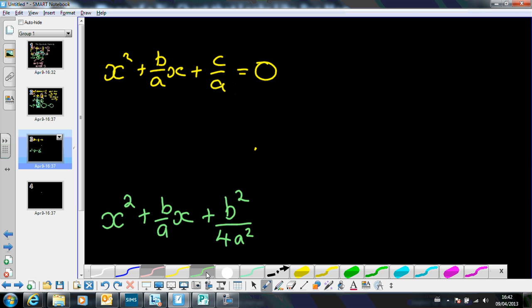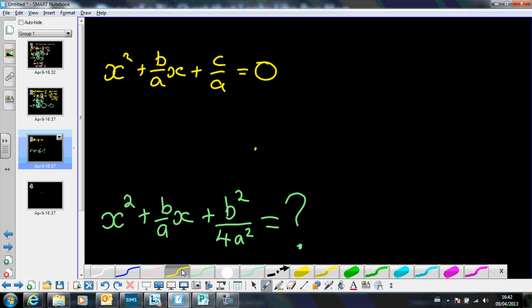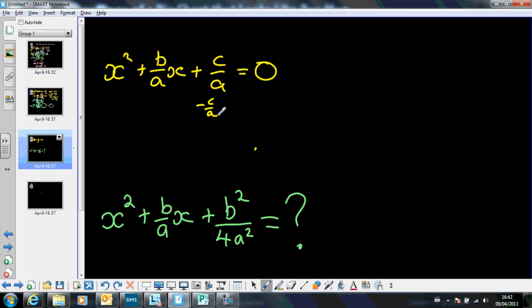And when I do that, what needs to be on the other side? Because we haven't addressed what's going to be on the other side of that equation. Well, the easiest thing to do is to get rid of the c over a. We'll do it in 2 steps. Get rid of the c over a. Do that by taking it away from both sides.